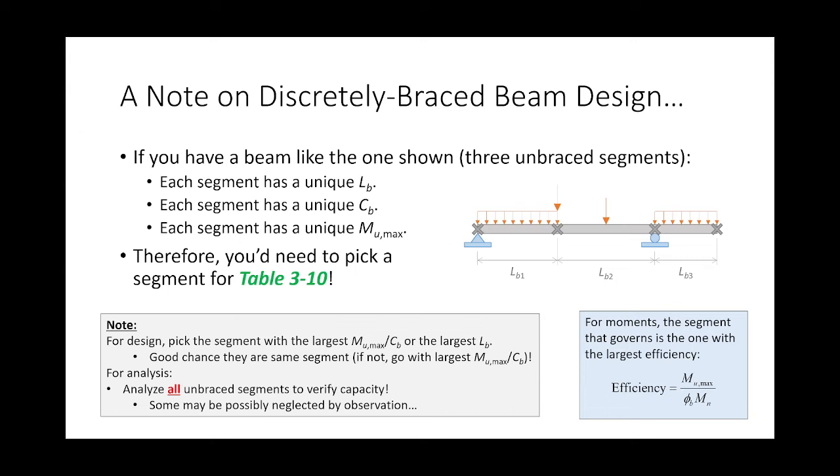Now, I want to make sure you all pay attention to this. This is kind of important, and the next slide is very important. What if you have a beam like this where you have different unbraced segments, different CB values, different MUs? How do you go about it? Each segment could have a different performance ratio. Typically what I do is pick the segment with the largest MU over CB or the largest LB. There's a good chance that they are the same segment. If not, go with the one that has the largest moment.